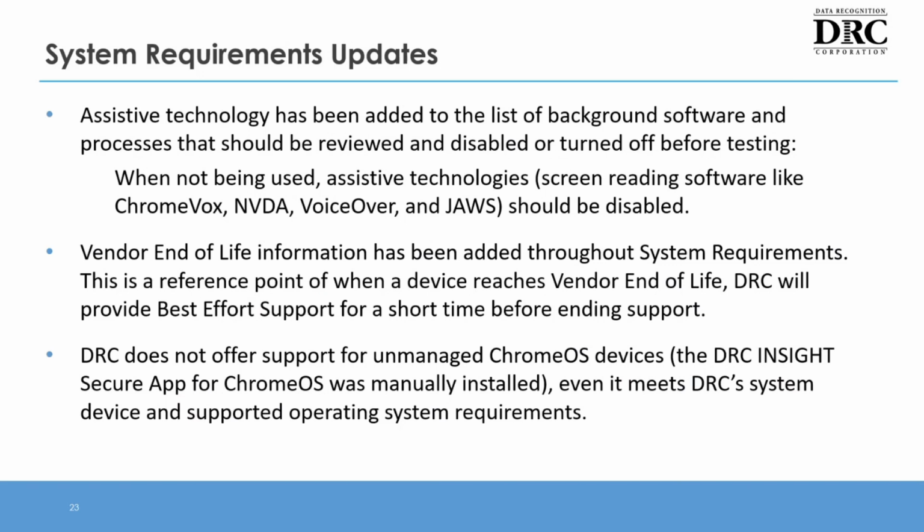There are a few small things that have been incorporated into system requirements. First is that assistive technology has been added to the list of background software and processes that should be reviewed and disabled and turned off before testing. So if assistive technologies are not being used for testing, they should be disabled.